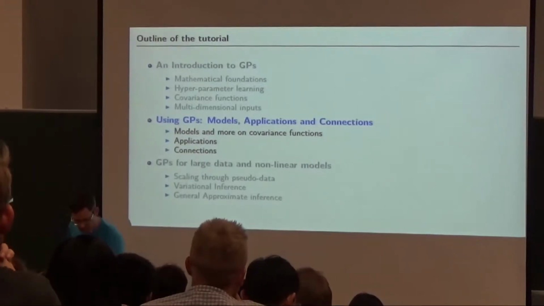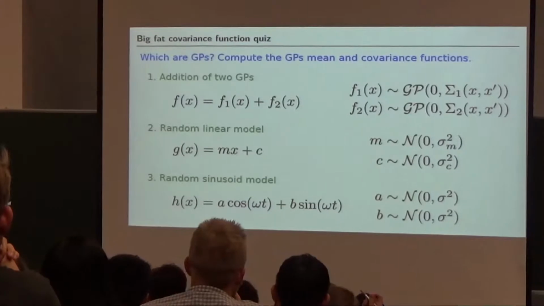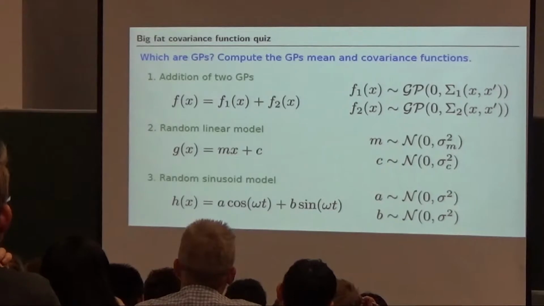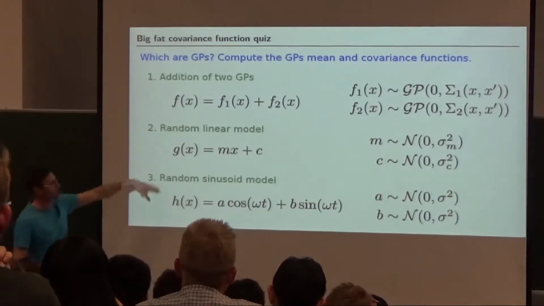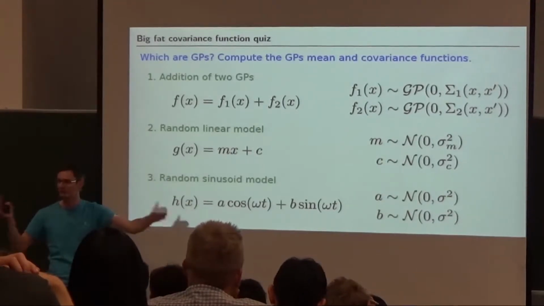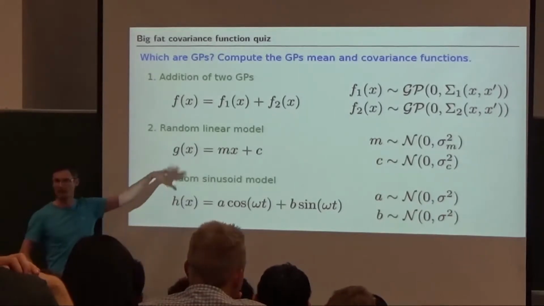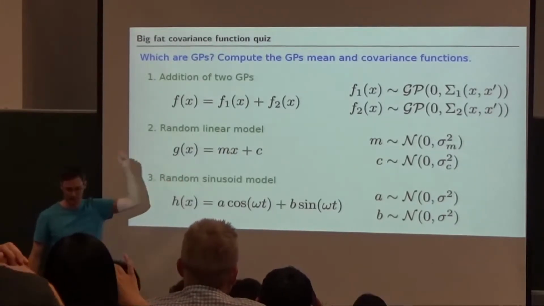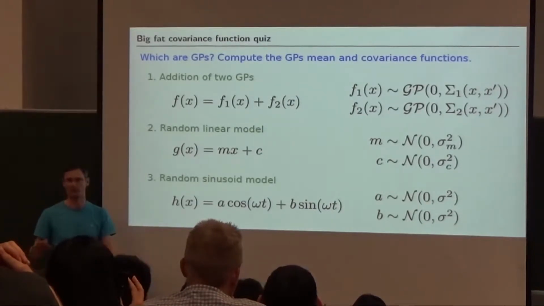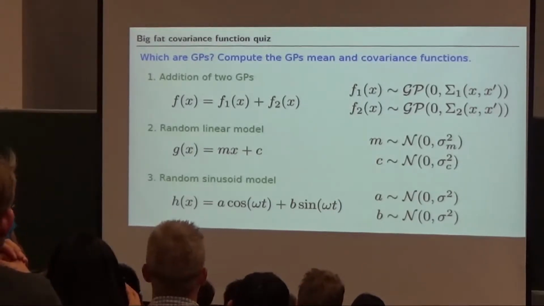In order to do that, I thought it would be great fun, in the tradition of Shakir, to do the big fat covariance function quiz, which involves 3 questions. We'll introduce the questions, and then you can talk to your neighbour for 5, 6, 7 minutes, and then we'll go back and go through these. These questions are carefully chosen to teach us something about covariance functions and the broader Gaussian process toolkit. So this is important to do.